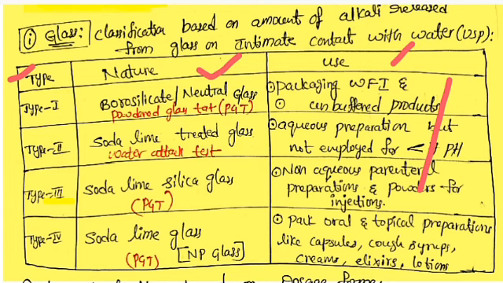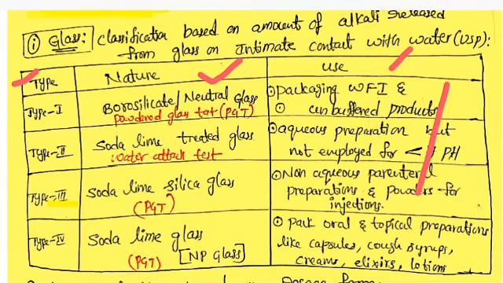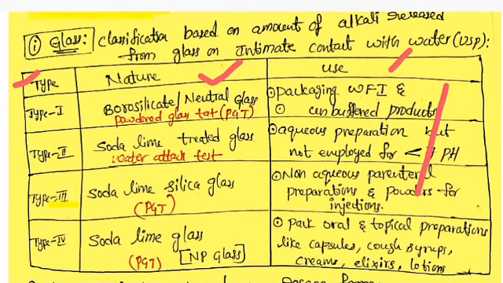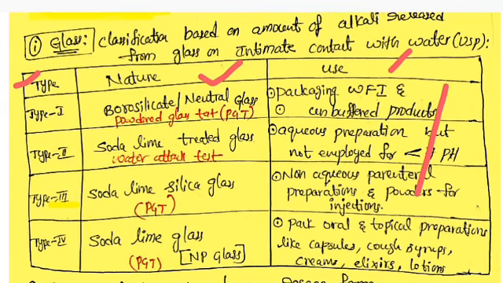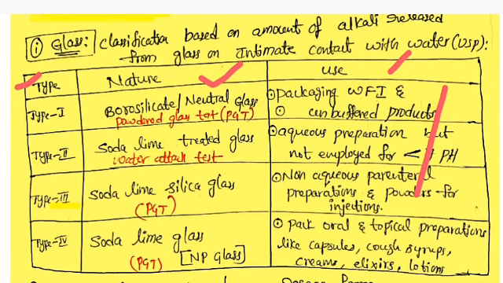Except type 2, all of type 1, type 3 and type 4 use the powdered glass test. Here you powder the glass and perform the test. Whereas type 2 is a soda lime treated glass, so a film is formed. If you powder the glass, the film will go and the test will fail. That's why you have to perform the test with that film only. That's why you perform the water attack test.